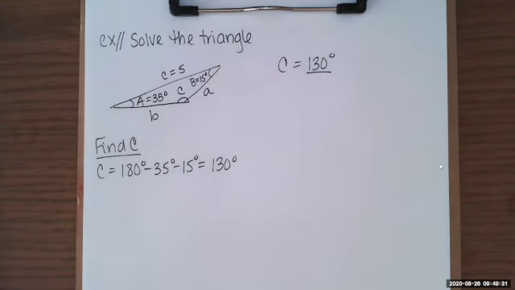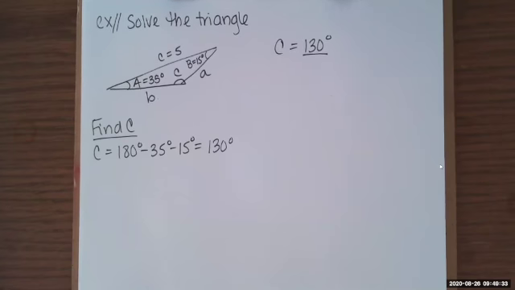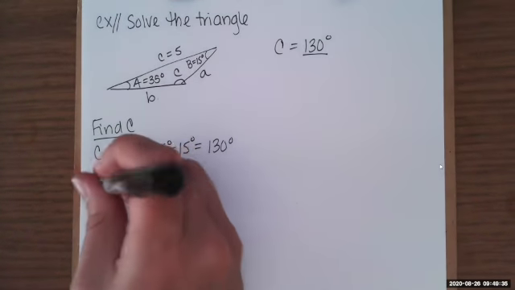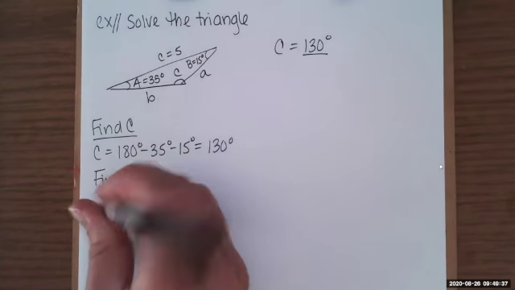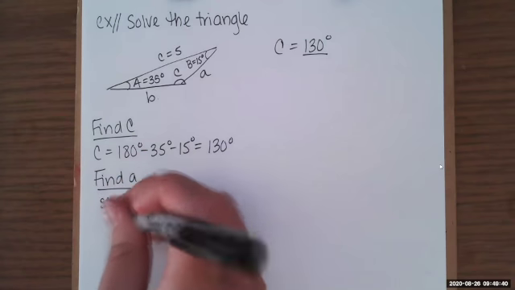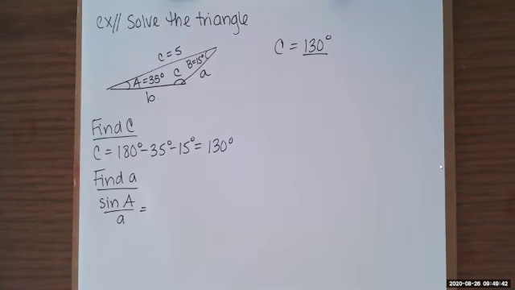Next up, let's work on finding our other side. So I'll find side A. If I want to find side A, I know I need to set up sine of A over A. Then we have two options here. I can set this equal to sine of B over B or sine of C over C.